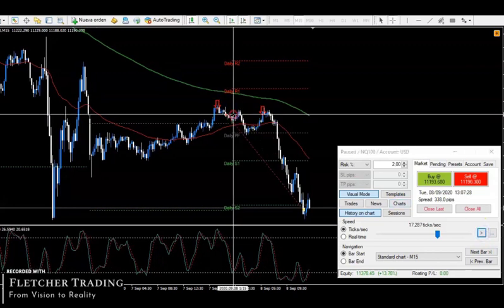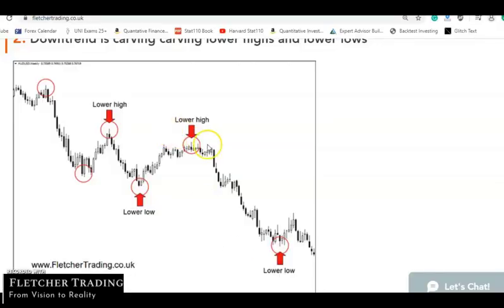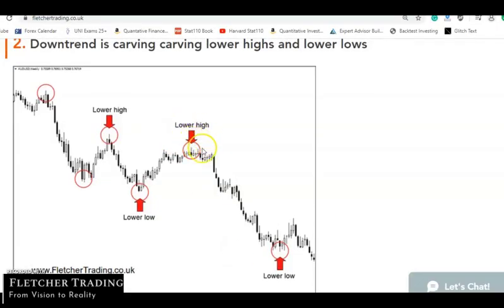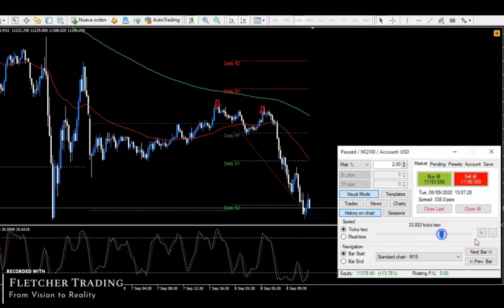Okay, and we've just been taken out of this sell position here. So if we take a look at this, we can see again, we have sold this lower high and we're looking to get out at the lower low. That's exactly what we can see here. So let's keep going and see if we can get any more sell signals.